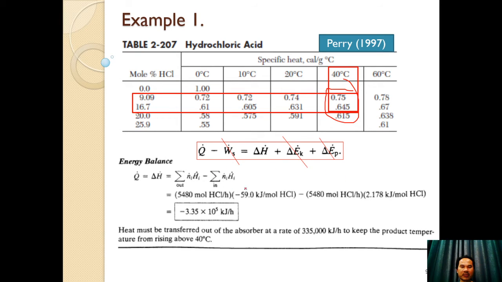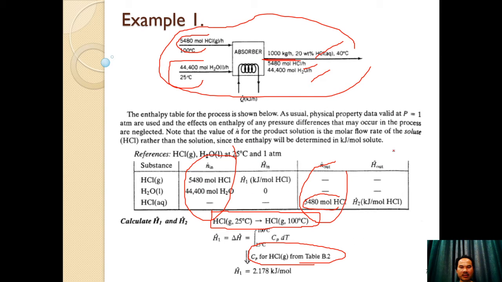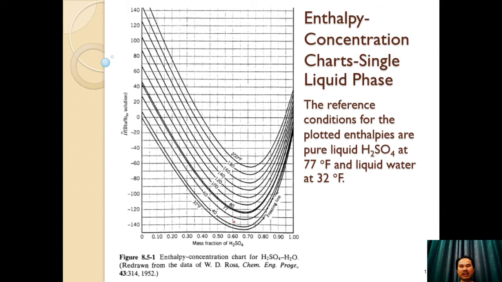You get Q equal to delta H, equal to summation of n_i H_i output minus summation of n_i H_i input. For this case, this is input, this is output, at minus 3.35 divided by 10 power 5 kilojoule per hour. What does it mean? The heat must be transferred from the system to the surrounding. For this case, you need the cooling system.